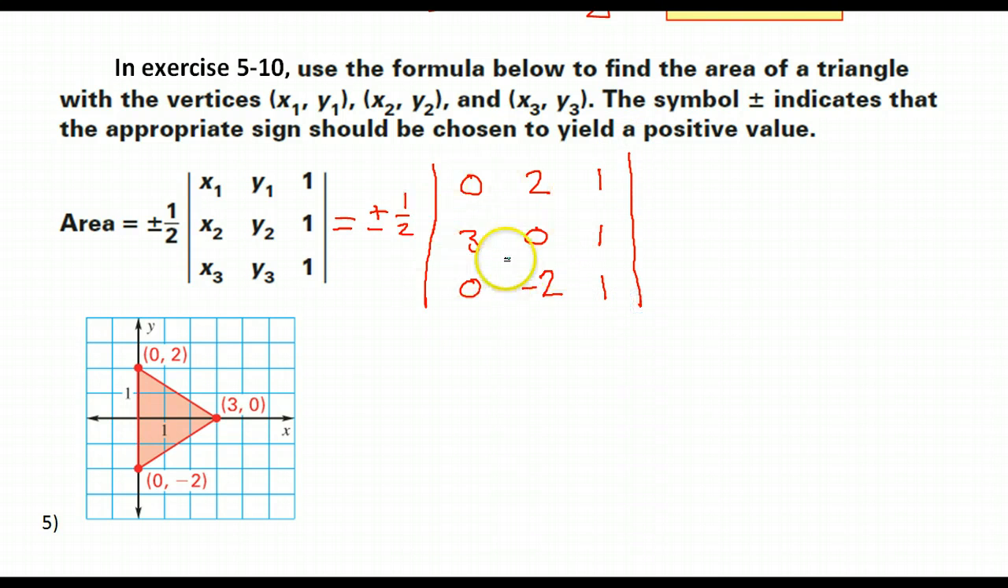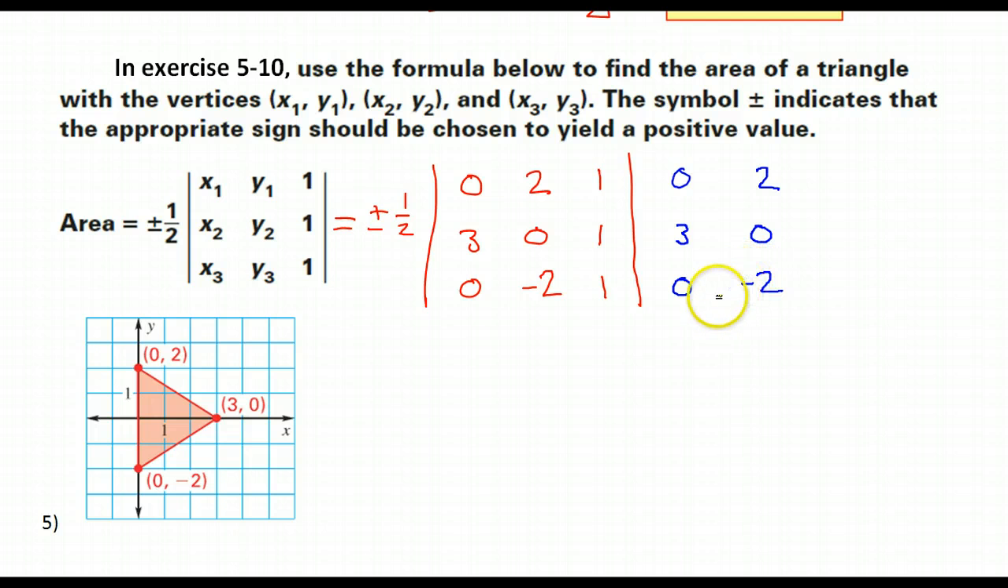So I'm taking the determinant of this 3 by 3 matrix. Now, one of the ways we find a determinant is by using diagonals, and that's how I'm going to do it right now. To form the diagonals, I need 2 extra columns. So I'm just going to copy the first 2 columns here. So that's going to give me 0 and 3 and 0 and 2 and 0 and -2.